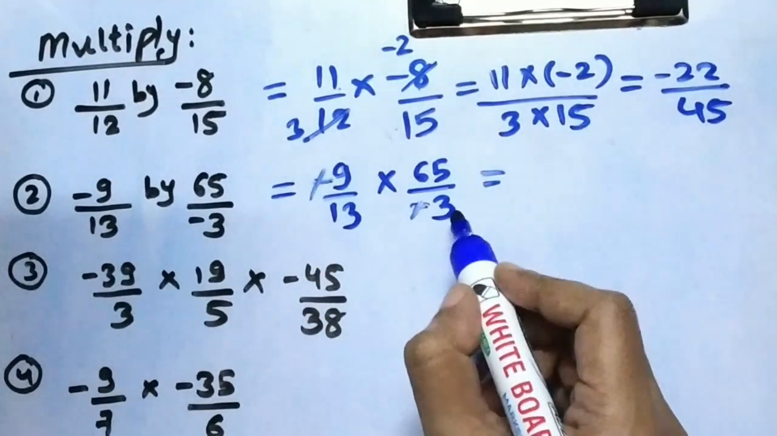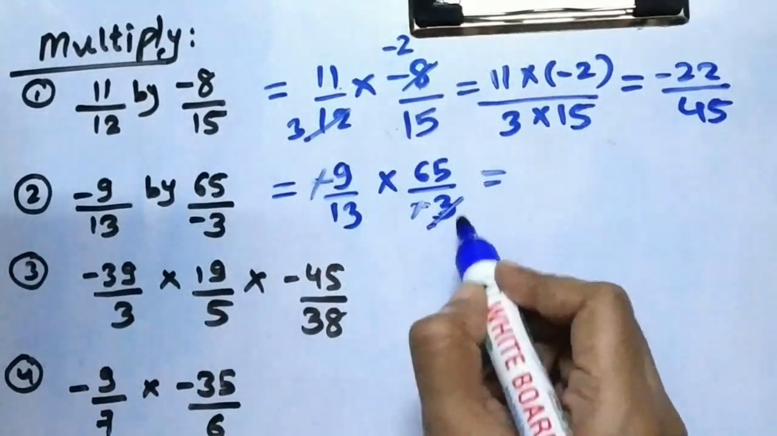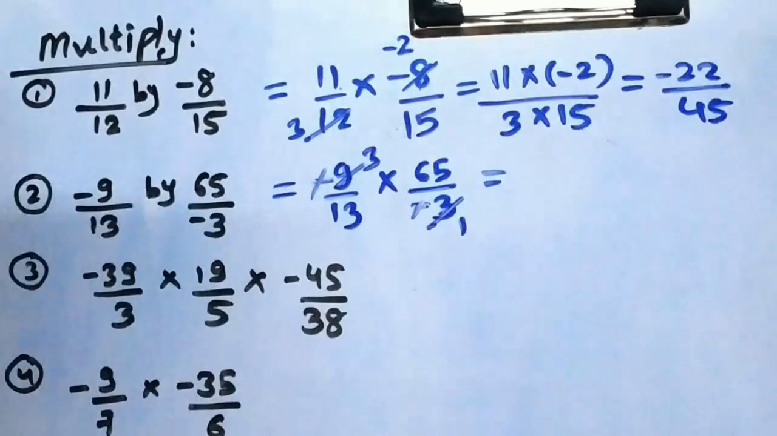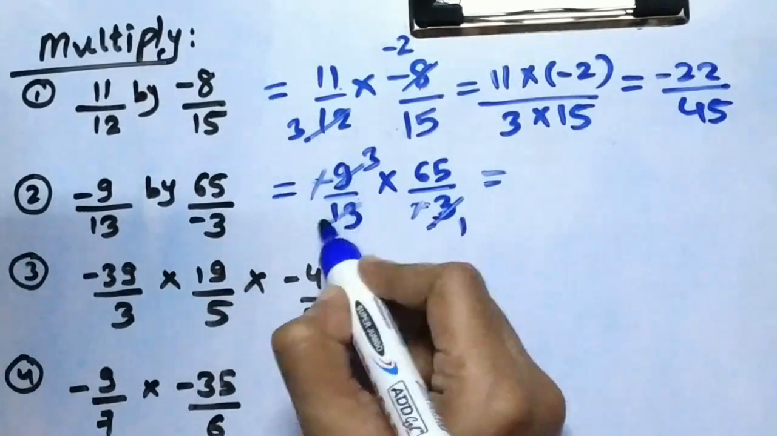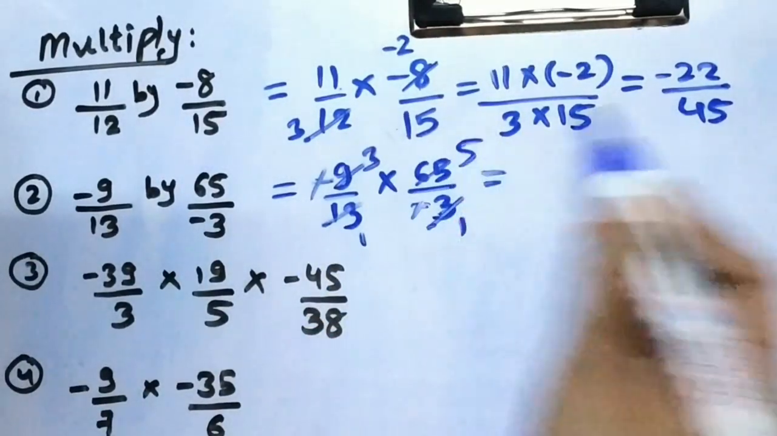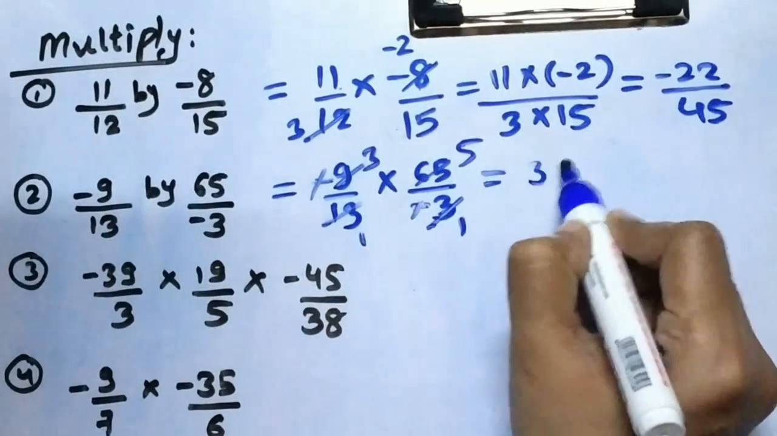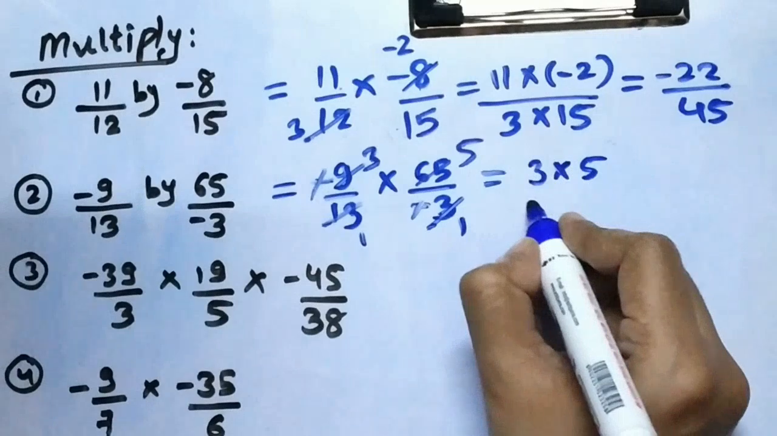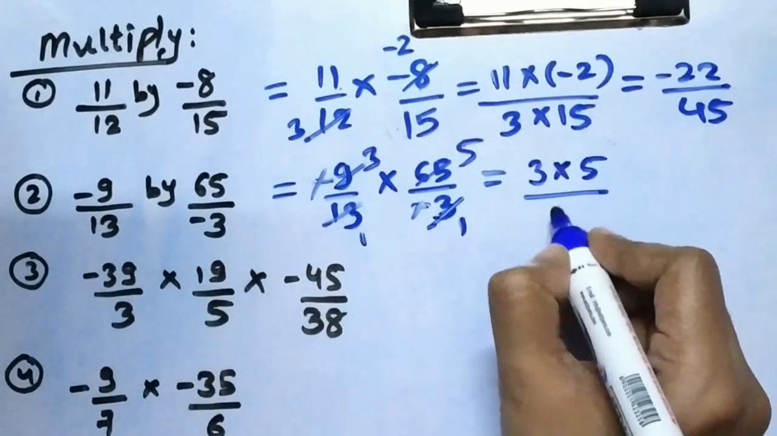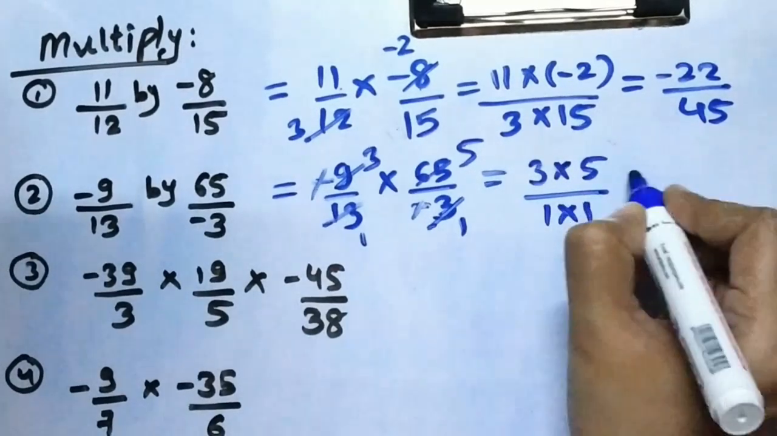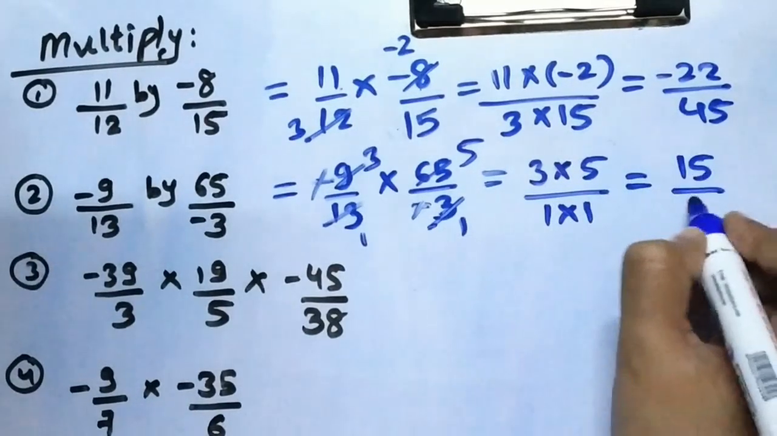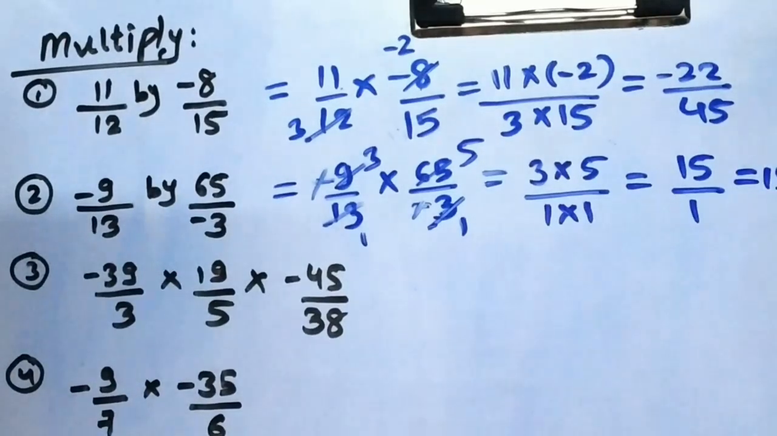And friends, you can observe here, you can cut this: 3 1s are 3, and here 3 3s are 9. 13 1s are 13, and here 13 5s are 65. Now you just need to write the product of the numerators and the product of the denominators, that is 1 and 1. 3 5s are 15, and 15 by 1 is just 15.